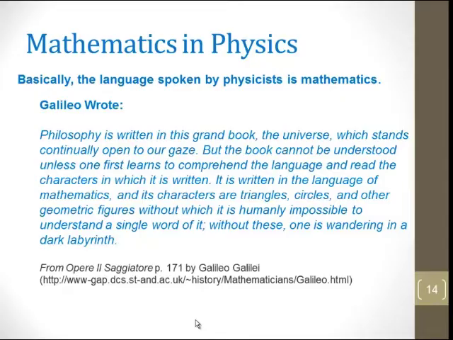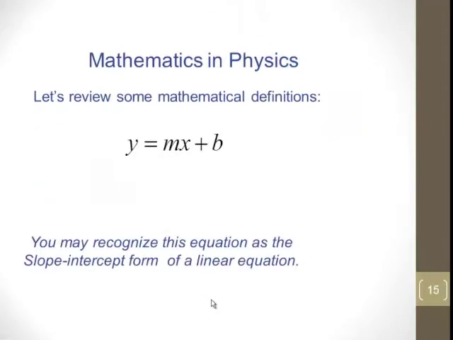Galileo, in his time, the entire study of the universe was called philosophy. And he wrote that it is written in this grand book, the universe, which stands continually open to our gaze. But the book cannot be understood unless one first learns to comprehend the language and read the characters in which it is written. It is written in the language of mathematics, and its characters are triangles, circles, and other geometric figures, without which it is humanly impossible to understand a single word of it. Without these, one is wandering in a dark labyrinth.